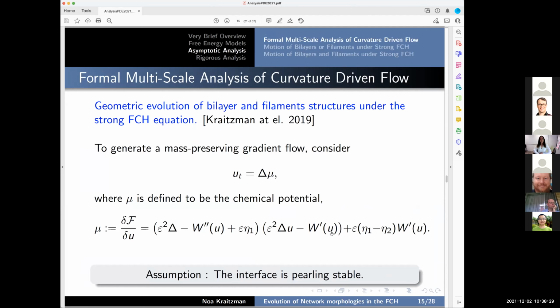Okay, let's start talking about the formal analysis of the geometric evolution. The simplest mass-preserving gradient flow for the functionalized Cahn-Hilliard free energy is the H-1 gradient flow, which leads us to consider the equation u_t = Laplacian mu, where mu is the chemical potential. I forgot to mention, but for this part of the lecture, I will assume that everything is Pearling stable. So I'm only dealing with the geometric motion at this point.